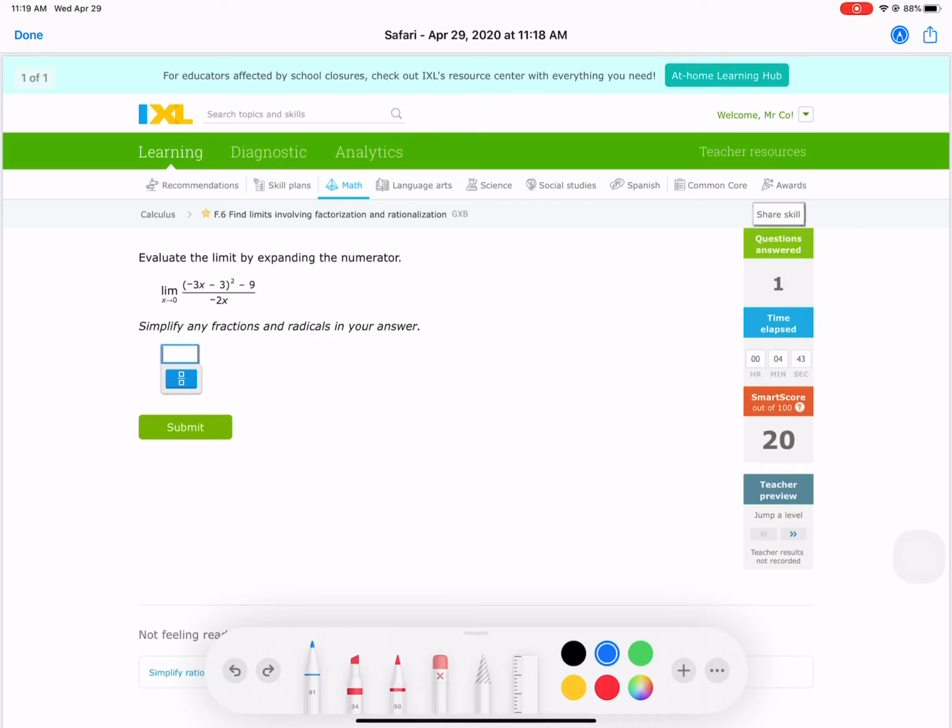So we write the limit, rewriting the problem, as x approaches 0. And let's go ahead and multiply out our negative 3x minus 3. That becomes positive 9x squared, since 3 times 3 is 9. Then we double it, so it becomes plus 18x. And we're going to say plus 9 and then minus 9 all over negative 2x.